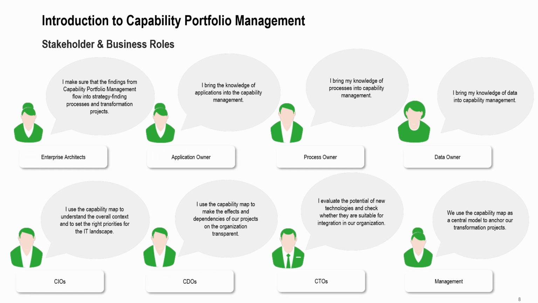In the lower area, we can see that there are all possible management and project roles, and they all need an overview of the capability map in order to understand the connections and dependencies between different projects within the organization. They can then use this knowledge for further planning and leading the organization.